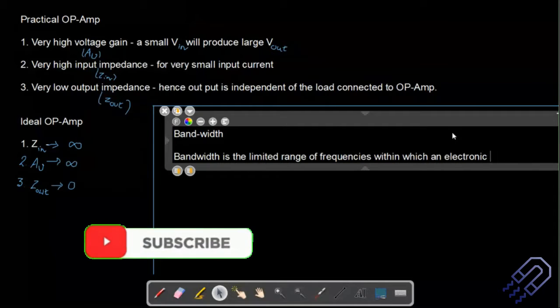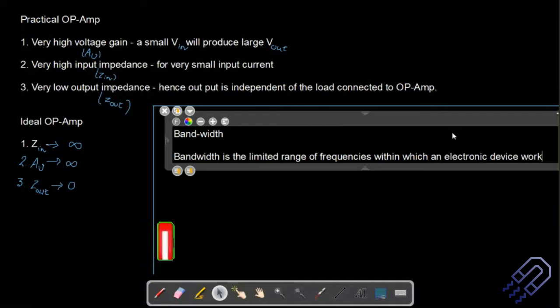If you take an AM radio or an FM radio, amplitude modulation or frequency modulation radio, they will work within a certain range. Amplitude modulation basically doesn't deal with frequency in the same way, but if you talk about an FM radio, the word bandwidth has a meaning.